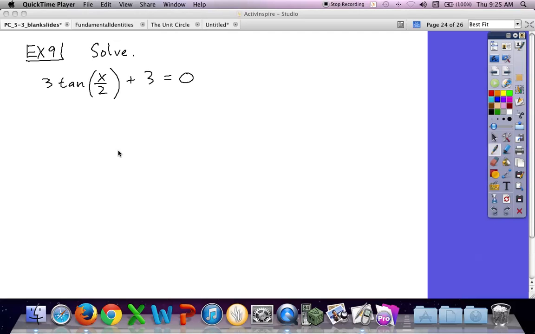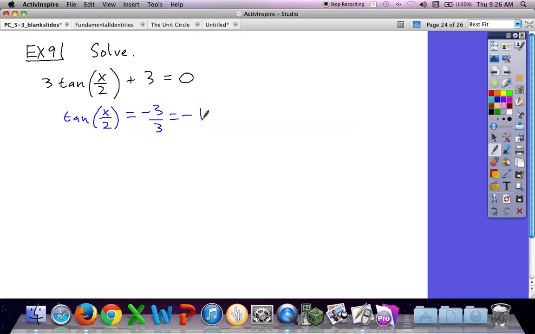Right? And in effect, this is another multiple angle. There's a coefficient on the variable, which at the last step, we're going to have to do something to fix, right? Still, isolate the trig function. Subtract 3, divide by 3. Tangent of x over 2 equals negative 3 over 3, which is negative 1.